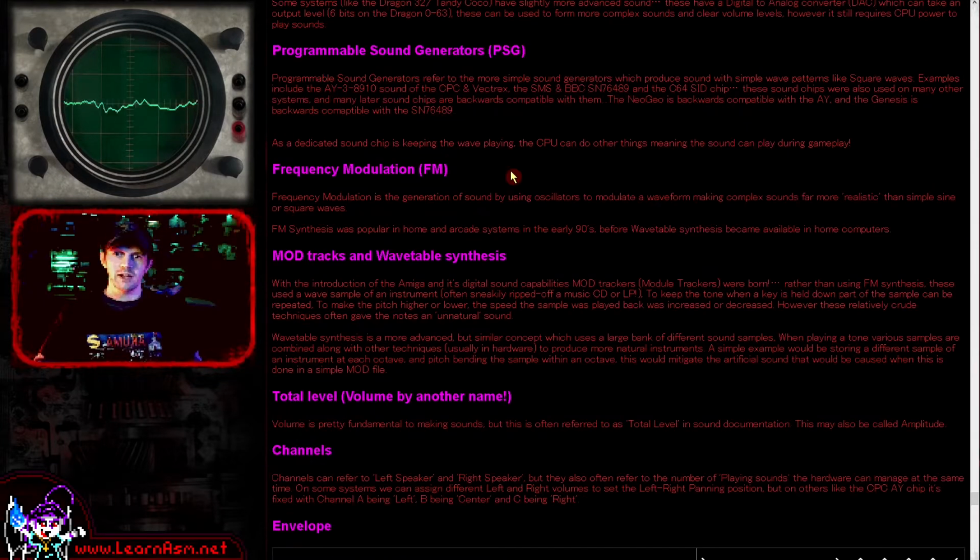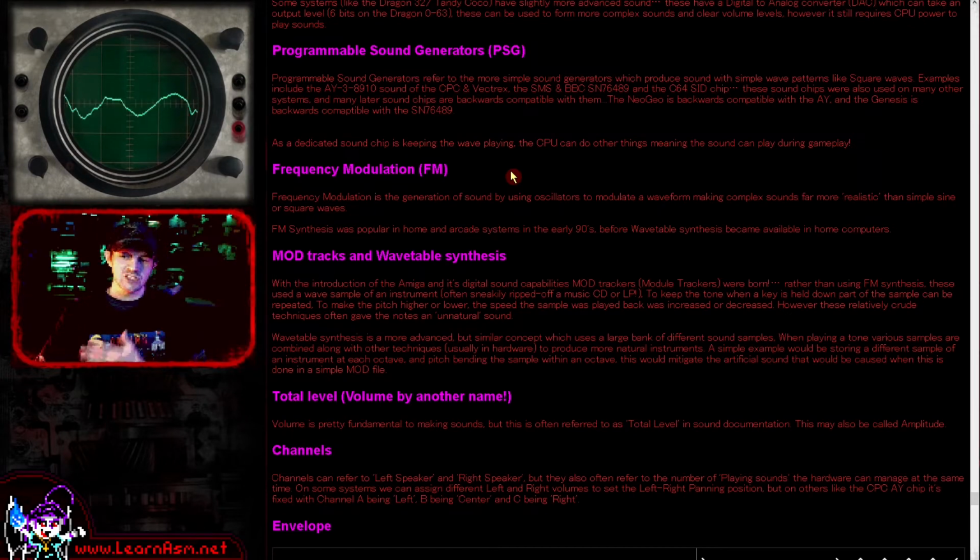The more advanced one is frequency modulation, and this is where multiple oscillating sound waves are combined to create more realistic sounds. The advantage is they're more realistic. The disadvantage for idiots like me is it's harder to make sounds because we need to configure a lot more working parts to build the sound together.